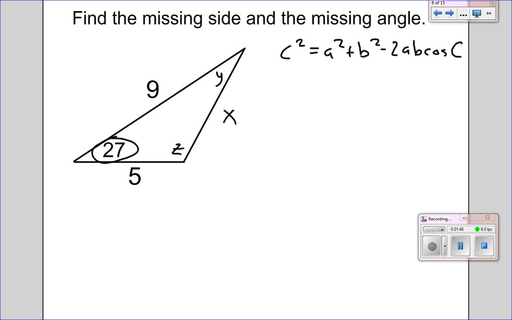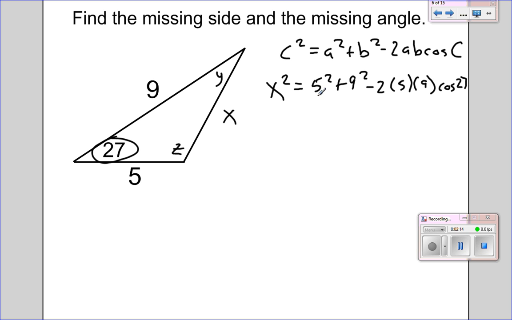cosine of angle C. Now, whenever you have two sides and the included angle, you want to do the side opposite the angle you know by itself. So the side opposite 27 is x. So x squared equals 5 squared plus 9 squared. Now the order doesn't matter. I could have done 9 squared plus 5 squared. Minus 2 times 5 times 9 times the cosine of 27.